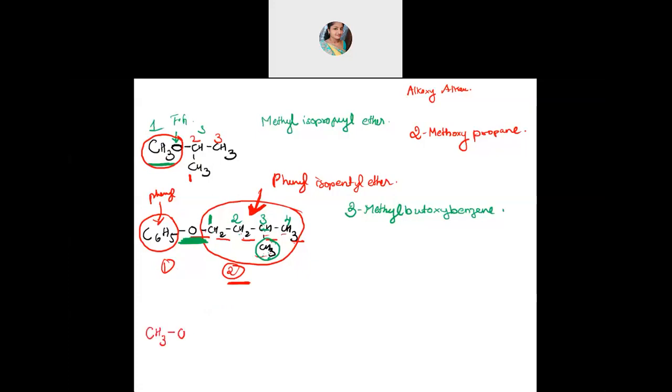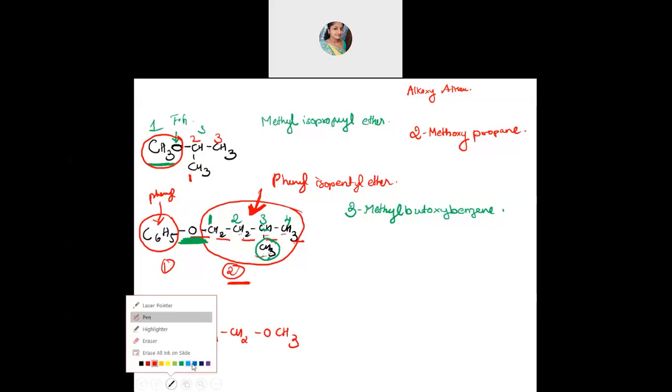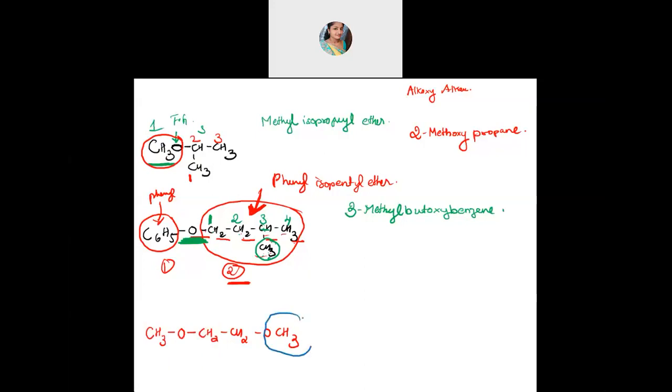CH3, then O, and then CH2, CH2, and then OCH3. Give the IUPAC name, that is enough. Now there are two alkoxy groups. You can see one is this OCH3 here, one more OCH3 on this side. So both are the alkoxy part. So what will be the parent? The continuous carbon chain. What will be the parent name? That continuous carbon chain. Can you tell me?